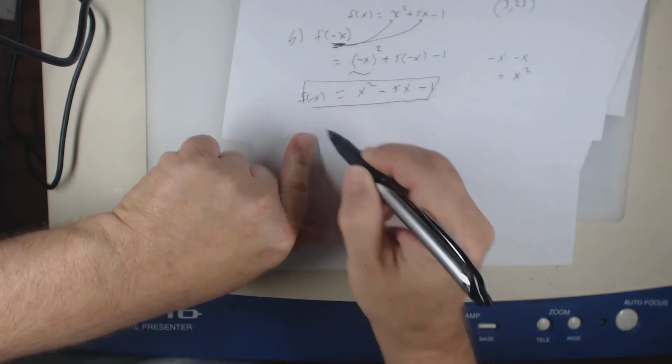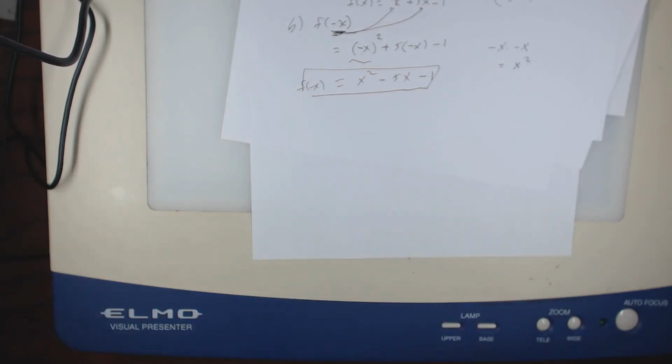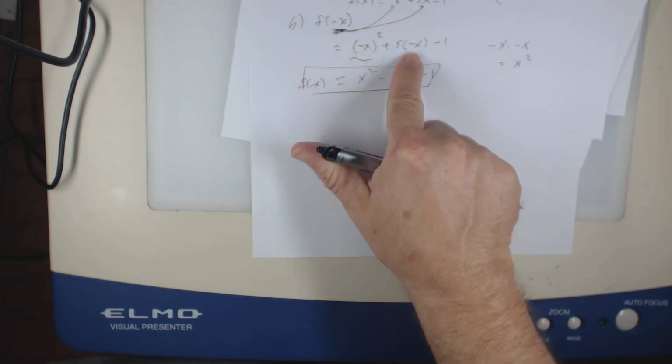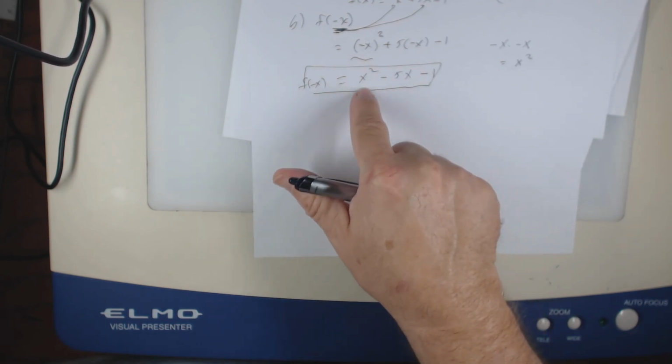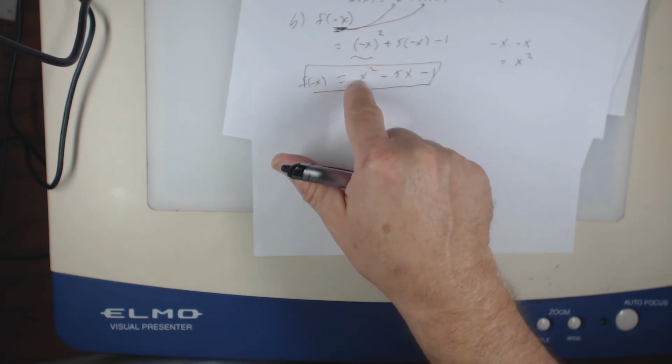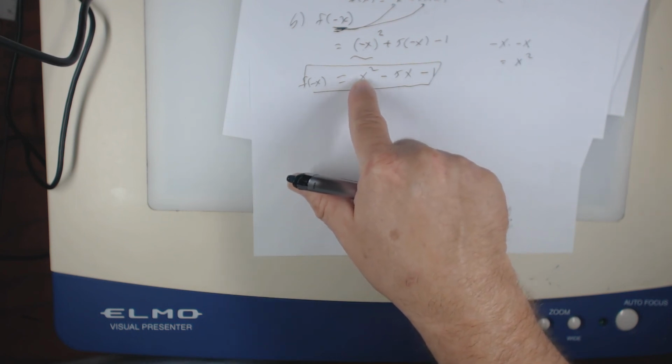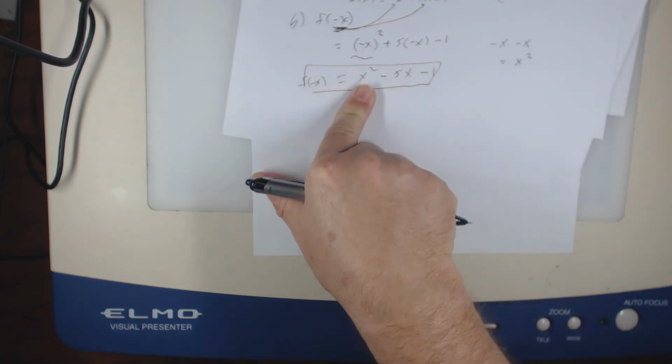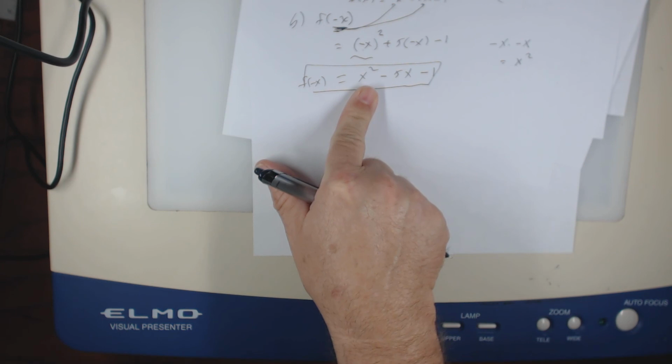There's your answer. So notice when you plug in a variable expression, you end up with a variable expression. But notice it is important that you put those in parentheses. Because if you did not, you would have said this was negative x squared, and it's not. It's a positive x squared. Okay.